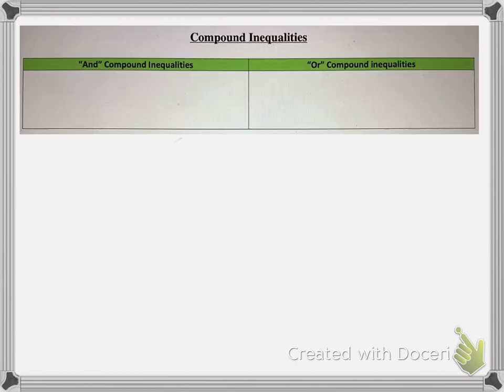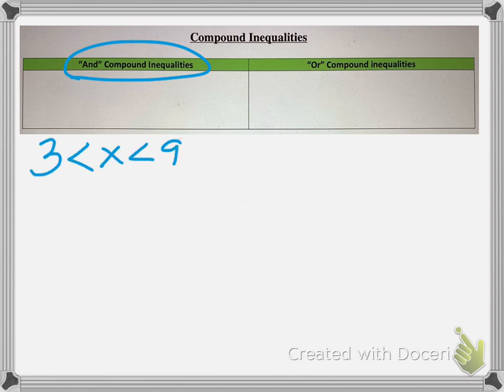Okay, so compound inequalities are inequalities that are put together, like multiple inequalities. The first type you can get is an and inequality. That's written, as an example, as 3 is less than x, which is less than 9.